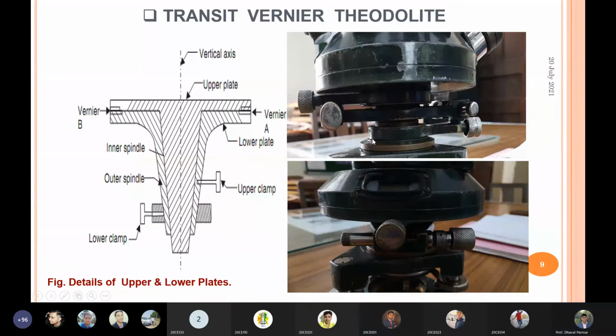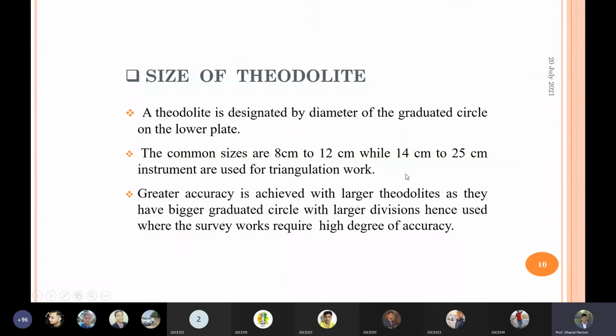Yes, so now here is the transit vernier theodolite. Some components are there of a theodolite, the upper plate and lower plate. This is just for information, to show what a vernier theodolite looks like. In the next figure, we can show the different components of a theodolite.